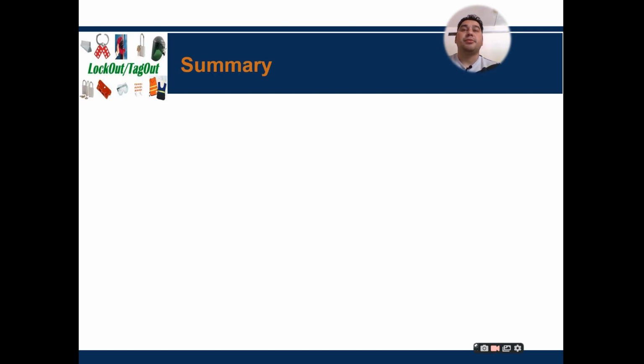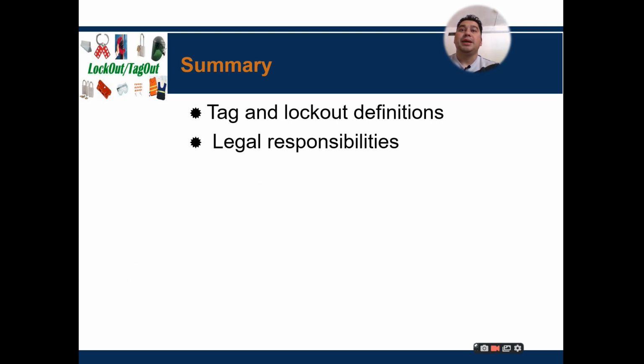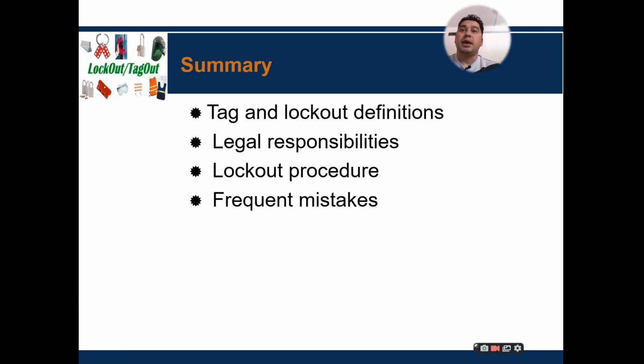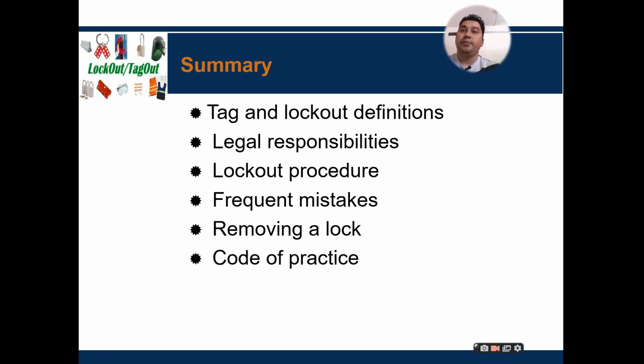Now, summary. We'll summarize what we have learned so far. First of all, the tag and lockout definition. Legal responsibilities: what are the legal responsibilities of the employer and the employees? Lockout procedures, how we have to follow and make the lockout procedures, the frequent mistakes people make, and removing a lock, how and who can remove a lock. Code of practice that we have to follow. Each and every country has a different kind of code of practice.